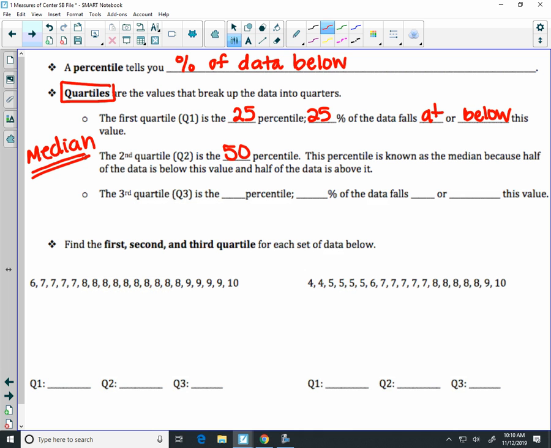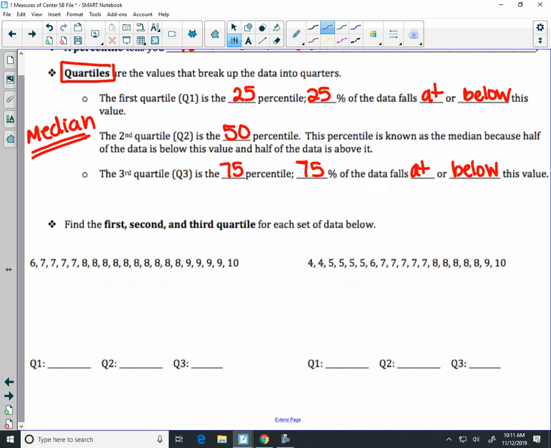The third quartile is what percentile? 25, 50. I remember sounding like you said 75 because I know you're thinking it. So 75% of the data falls at or below this side. So today we're just finding these numbers. The next time we do statistics, on Thursday, we're going to make box plots. So we're going to find the first, second, and third quartile for these data sets.